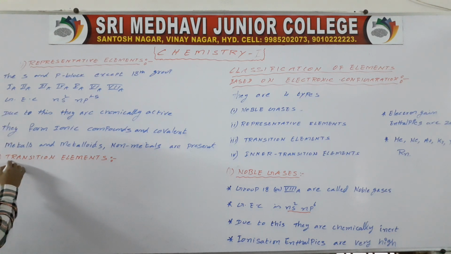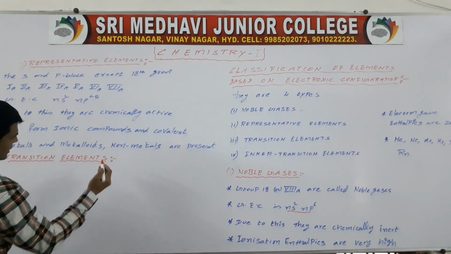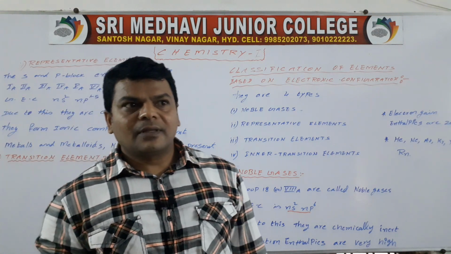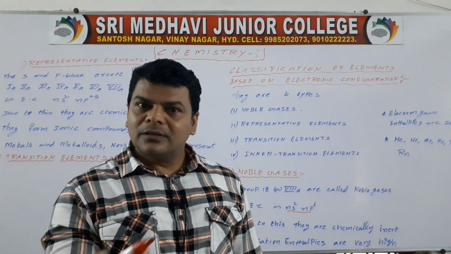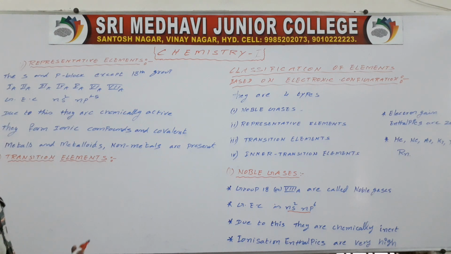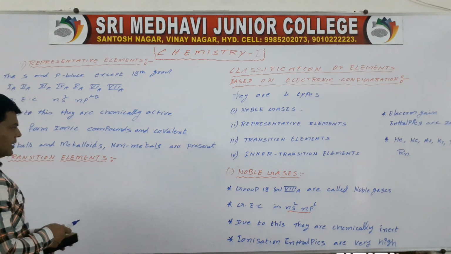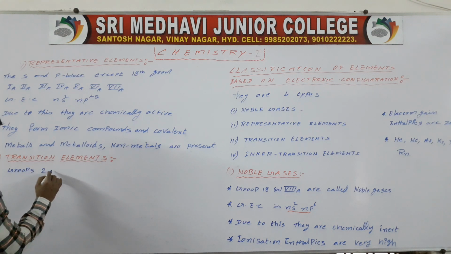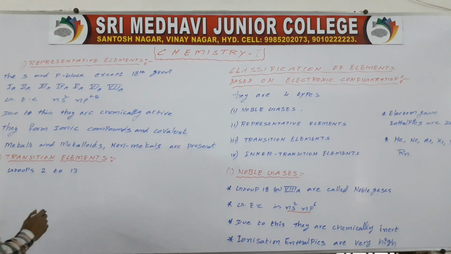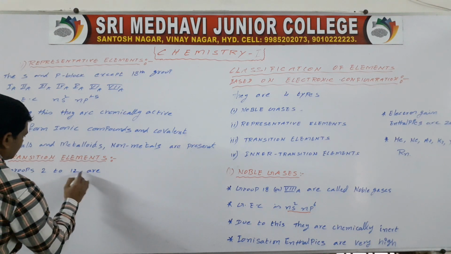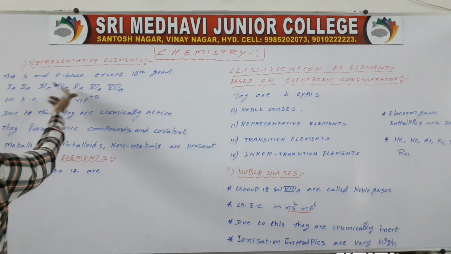Transition elements. So what do transition elements mean? Groups 2 to 13 are called transition elements. Groups 2 to 13, but 13 means 12, the 13th group is this one now.